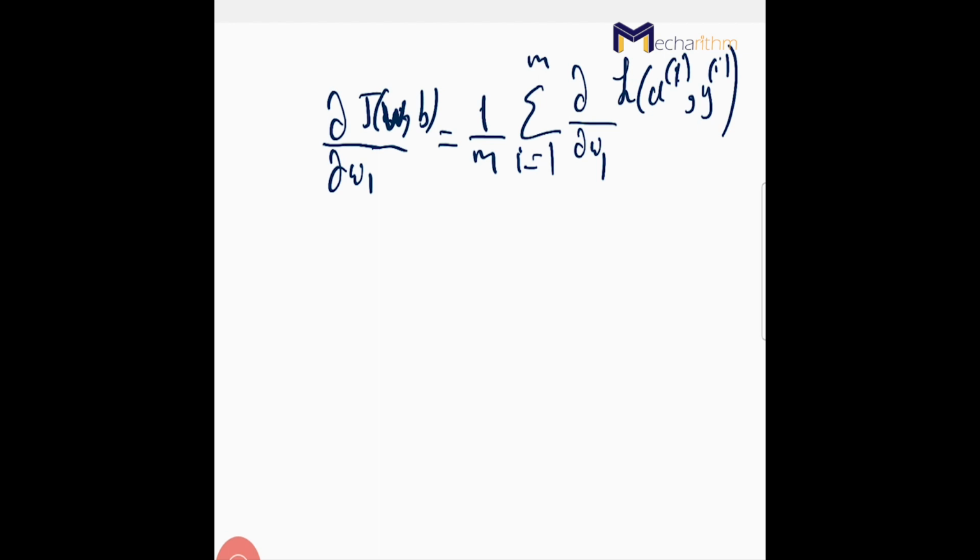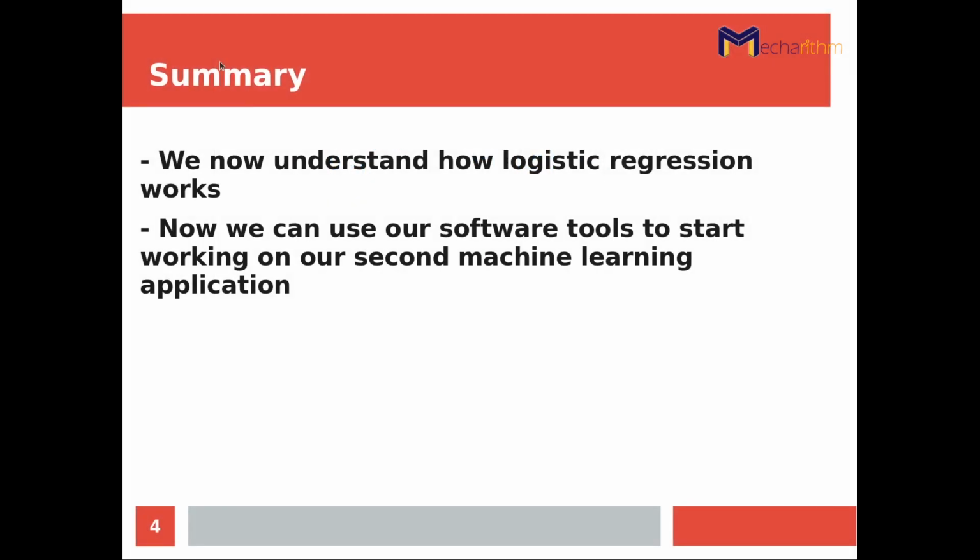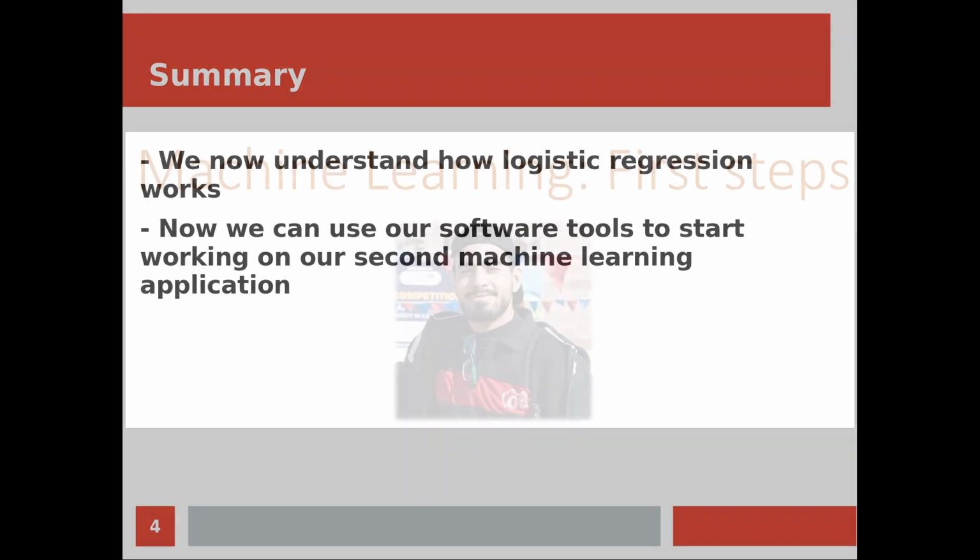our logistic regression unit is. So in order to summarize what we did today, we now understand how logistic regression works and how it is a reformulation of the previously mentioned linear regression problem, but instead of just using one linear function, we're using a nonlinear function. And now we can use our software tools to start working on our second machine learning project, which happens to be a classification problem. We're going to classify whether a certain image is actually the image of a dog or maybe something else.